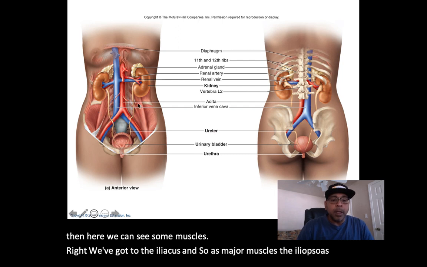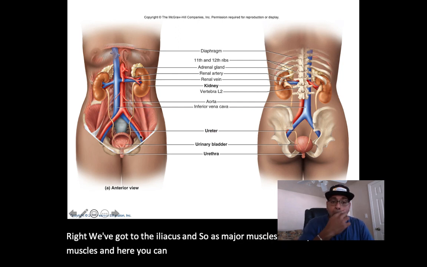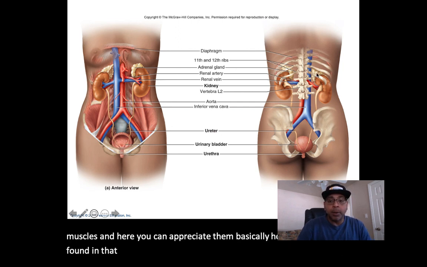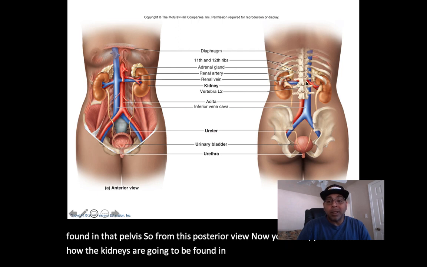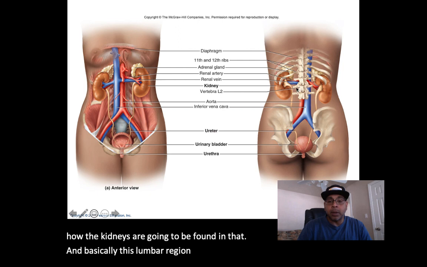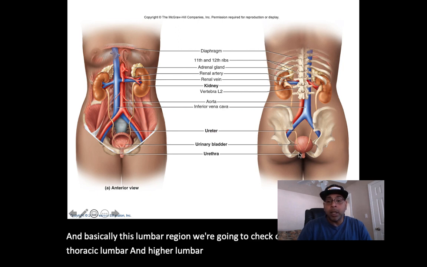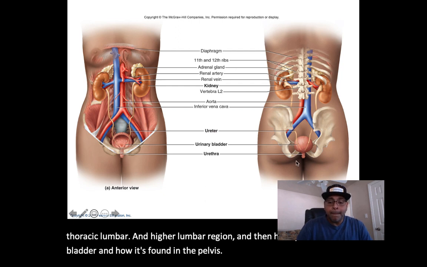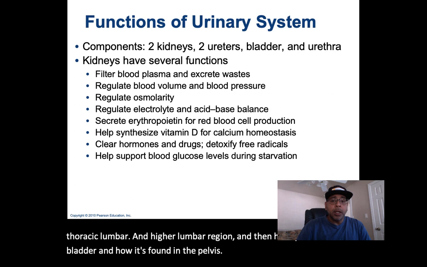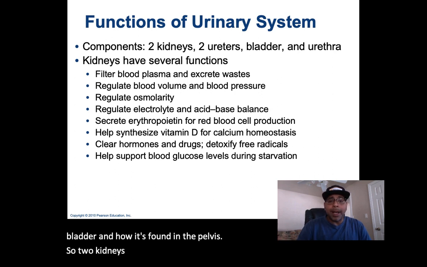Here you can appreciate how the bladder is found in the pelvis. From this posterior view, you can appreciate how the kidneys are found in basically this lumbar region. We're going to check out the lower thoracic and higher lumbar region. And then here you can see the bladder and how it's found in the pelvis. So two kidneys, two ureters, a bladder, and a urethra.